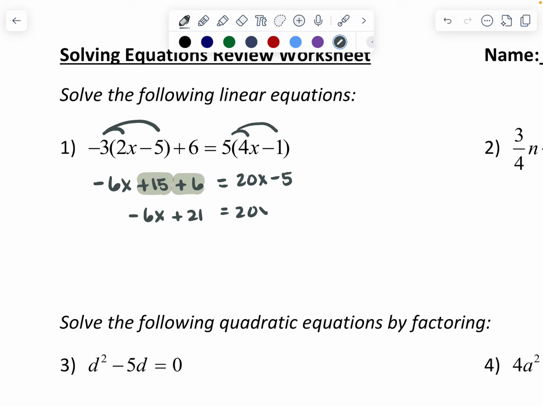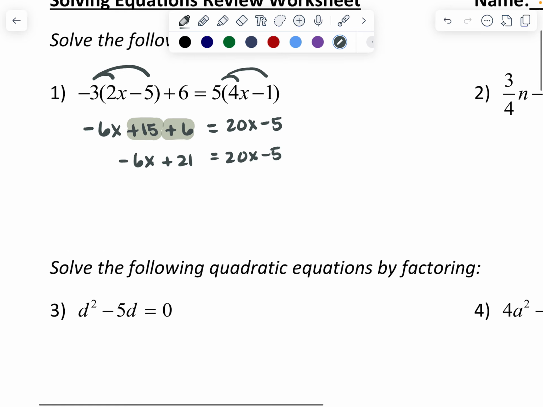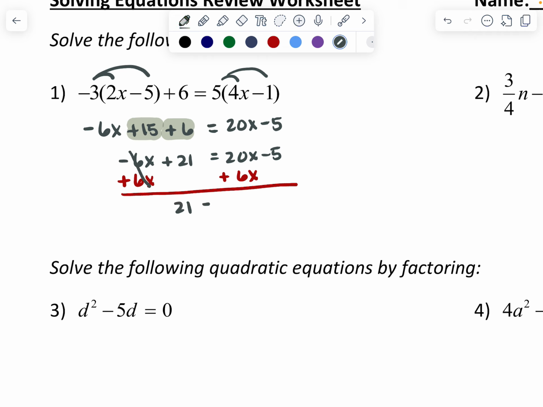20x minus 5, okay? Now, moving stuff over to get the x's together, I always like to move the lighter one, so I'm going to go ahead and add a 6x to both sides. You're more than welcome to subtract 20x from both sides. That'll work as well. Okay, so for that, we're going to end up getting 0, and then 21 equals 26x minus 5. Then if we add 5 to both sides, we're going to get 26 equals 26x.